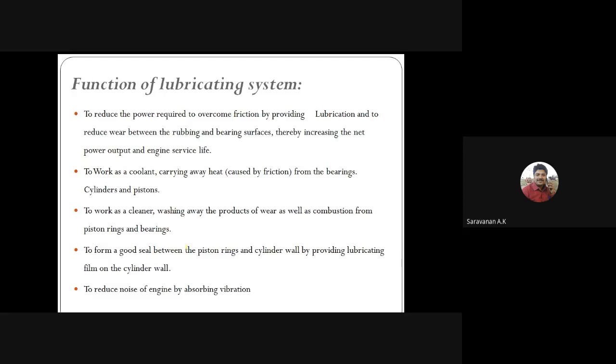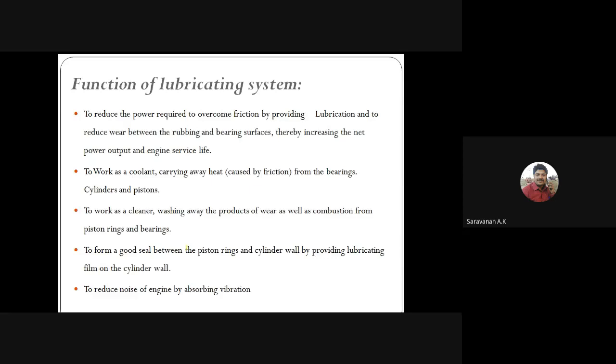Then what are the functions of the lubricating systems, right? I already told that. Why do we have to use the lubricants, right? The lubricant will reduce the friction between the moving parts, and it will reduce the wear and tear of the moving parts, and it will minimize the power loss due to the friction, right?